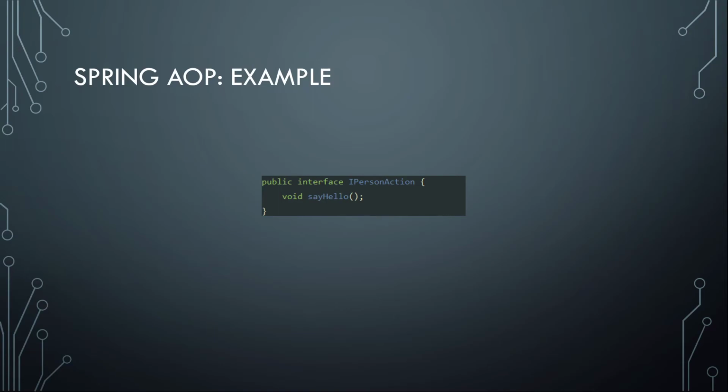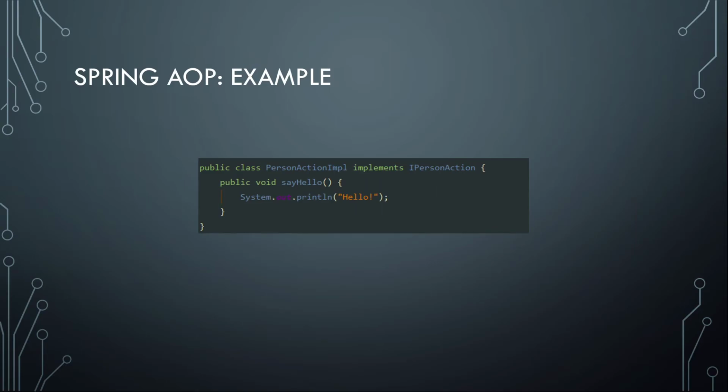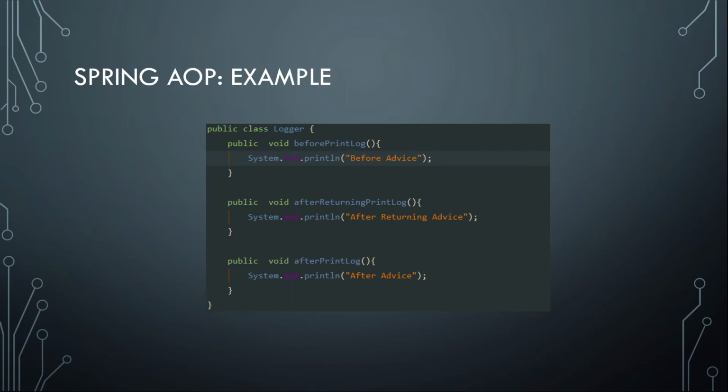Here is an example of Spring AOP. First, I create an interface, which includes the sayHello method. Then I create a concrete class, which implements the interface above. As you can see from the screenshots, the sayHello method outputs hello. Here is the logger class. There are 3 methods.